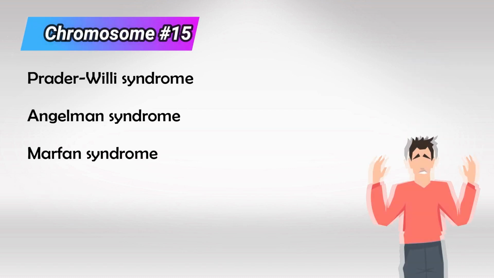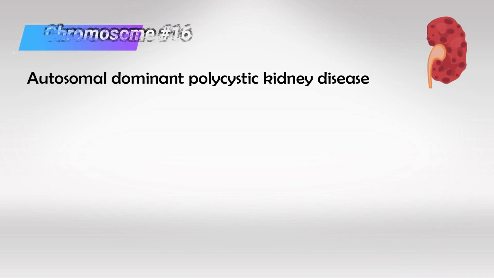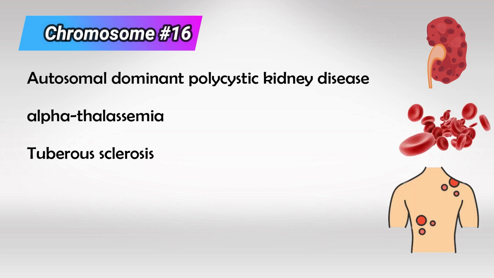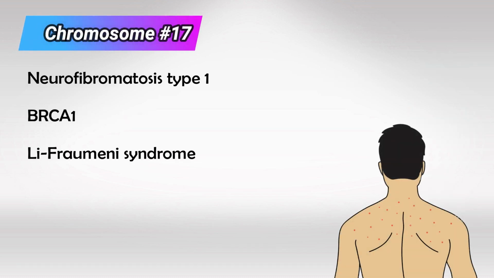Chromosome 15 mutations produce Prader-Willi syndrome, Angelman syndrome, and Marfan syndrome. Mutations in chromosome 16 produce autosomal dominant polycystic kidney disease again, alpha thalassemia, and tuberous sclerosis again. In mutations in chromosome 17, we see Neurofibromatosis type 1, BRCA1 mutation, and Li-Fraumeni syndrome, which causes multiple cancers everywhere.